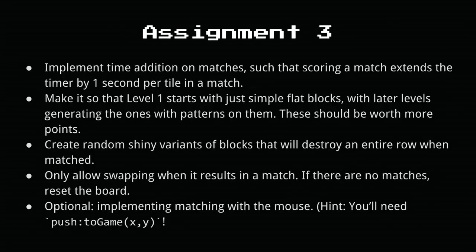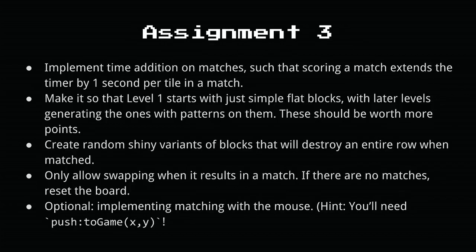Assignment three is going to have a few parts to it. So, time addition on matches. When you get a match, you should get time added to the clock. Right now, you only get 60 seconds. It's a little bit hard to actually get past level two at this point. So, getting points for every tile in a match. Make it so that level one starts with simple flat blocks. Earlier, we saw the array of tiles, and it was flat tiles on the first index of every color row. But there are several other patterns, like X's and circles and triangles and stuff. Make those worth some higher amount of value, each one.